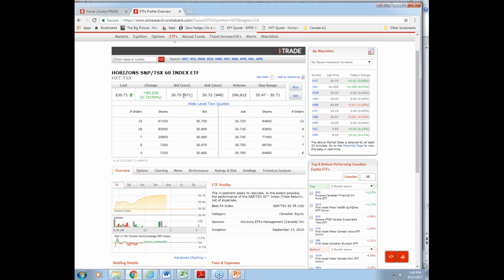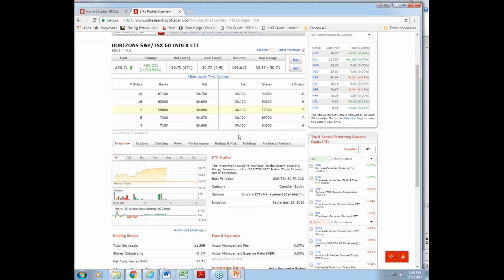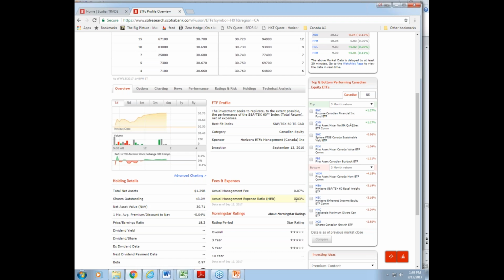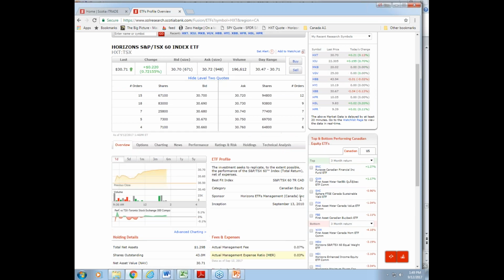So on this one here, we see that it's 2 cents. You're going to pay 2 cents to buy this ETF on top of the management fee, which is, by the way, 0.03%. That's the lowest cost management fee in really North America, but in Canada in particular.